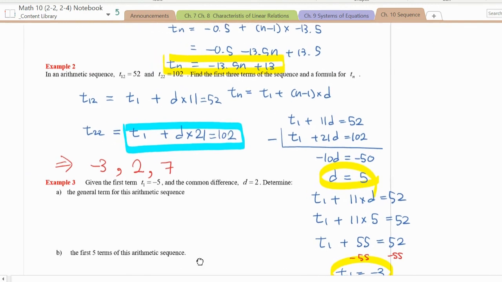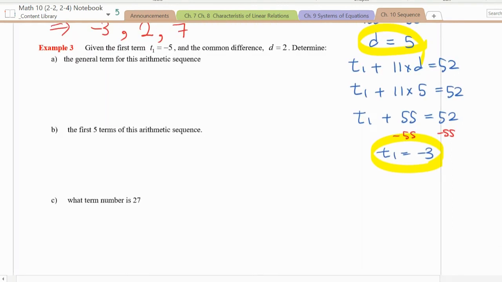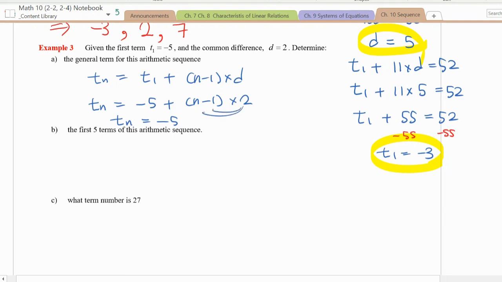Let's look at example 3. Given the first term t1 equals negative 5 and the common difference 2, determine the general term for this arithmetic sequence. Remember the formula, t1 plus n minus 1 times d. So we're just going to use the formula. tn equals negative 5 plus n minus 1 times 2. Let's simplify. We're going to expand, then 2n minus 2.